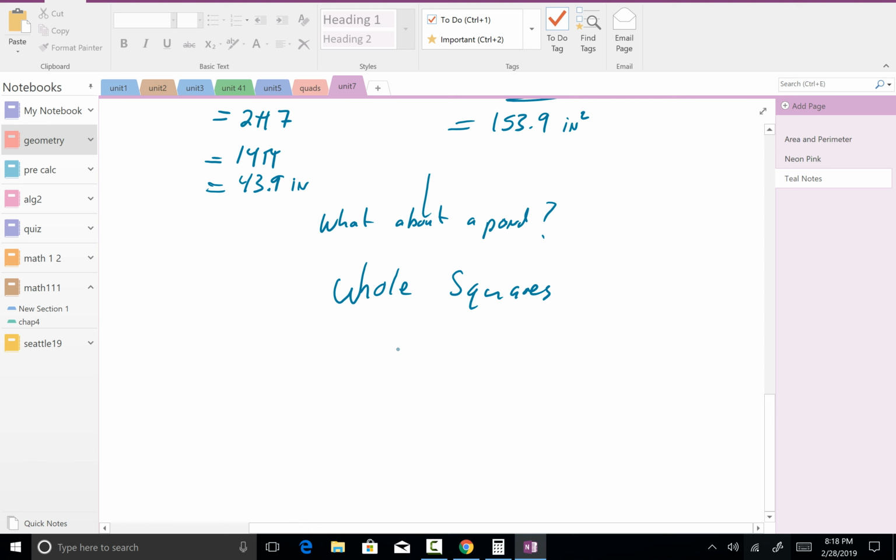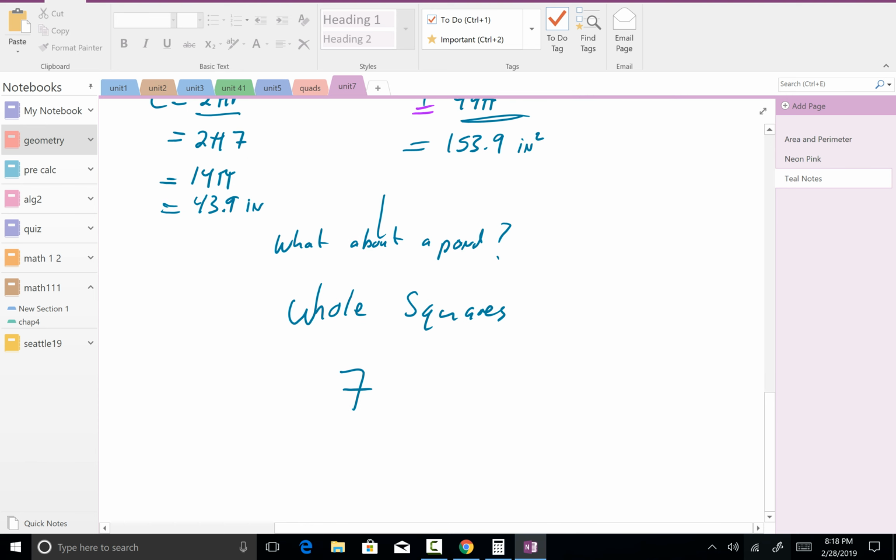All right, so I counted 7, but you might have a different answer. It kind of depends on how many you actually see there, but I counted 7. Now we're going to take a look at partial squares.